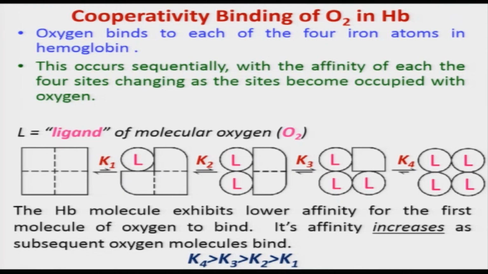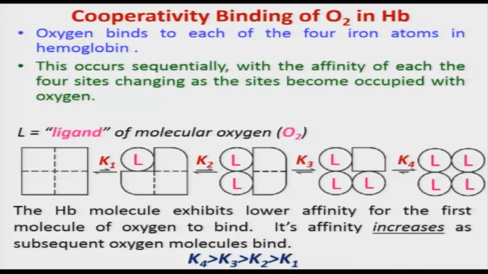So, the hemoglobin molecule exhibits lower affinity for the first molecule of oxygen to bind, because of all these salt bridge interactions, which are actually blocking the 6th position. It was difficult for dioxygen to go and bind on that iron center.